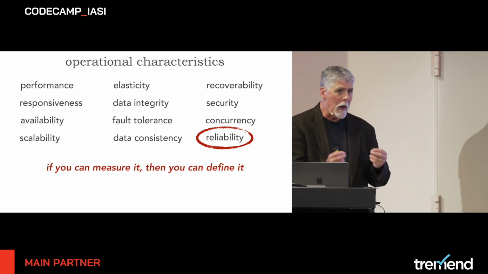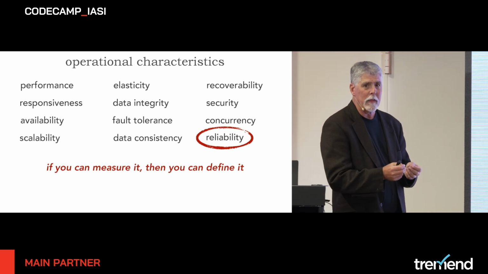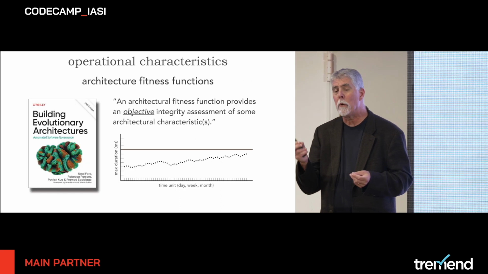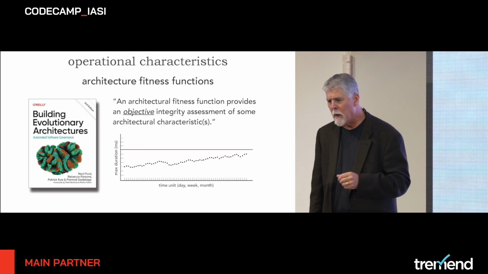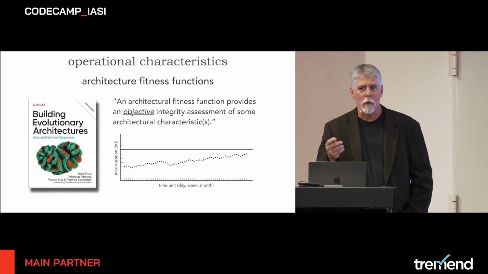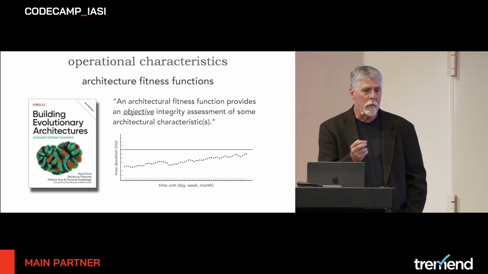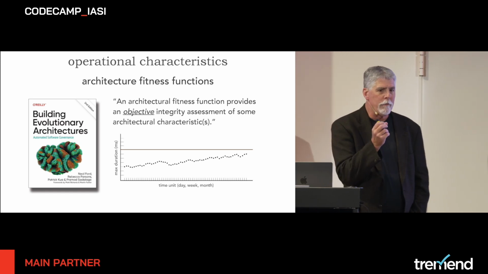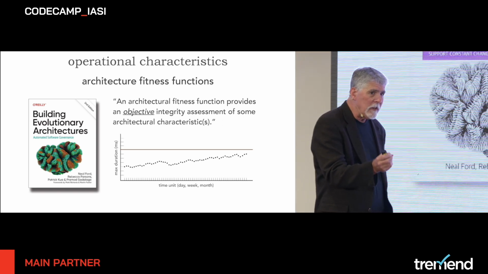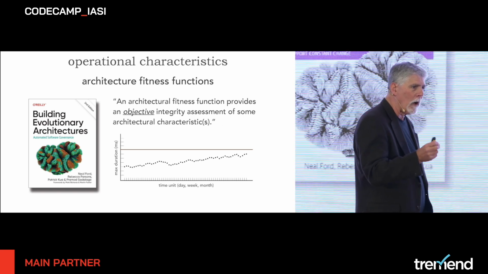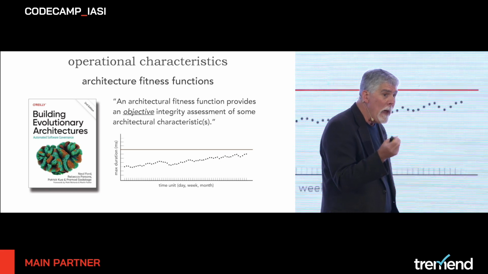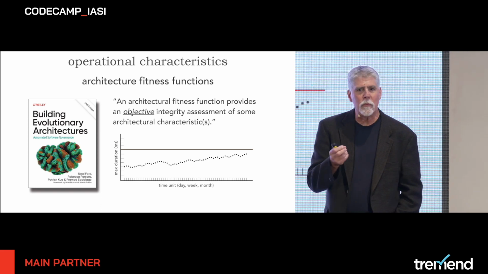Well, one popular technique, a very nice technique for measuring these, is called architectural fitness functions. Now, these were first coined in the book Building Evolutionary Architecture, written by my friend Neal Ford and Rebecca Parsons and Patrick Kua. Now, an architectural fitness function is some sort of test that we write and run that actually objectively measures a particular architectural characteristic. Notice I said objectively measures. This is numerical analysis. That's what a fitness function is.